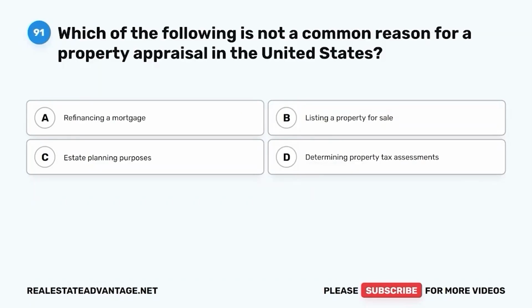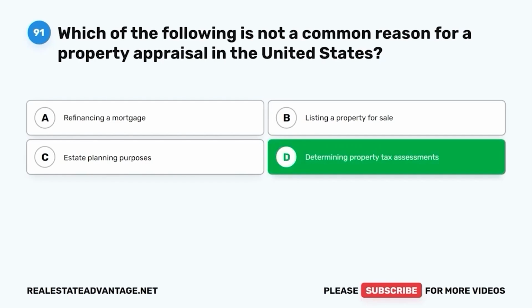Question 91. Which of the following is not a common reason for a property appraisal in the United States? A. Refinancing a mortgage. B. Listing a property for sale. C. Estate planning purposes. D. Determining property tax assessments. The correct answer is D.